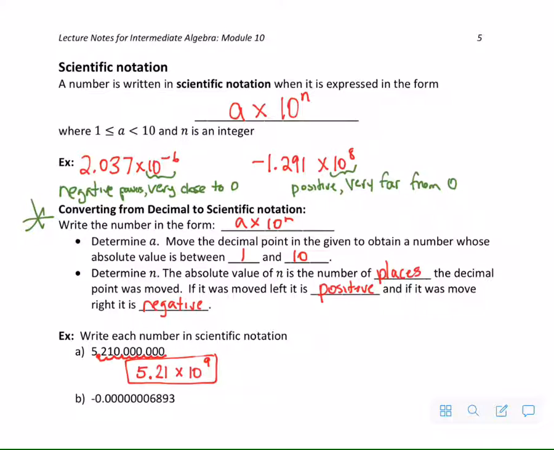Okay, going the other way, I'm going to put the decimal place right here, so 6.893. This negative comes along with it, times 10 to what power? Is it 8? Negative, because the original number was small, and because you moved it to the right.